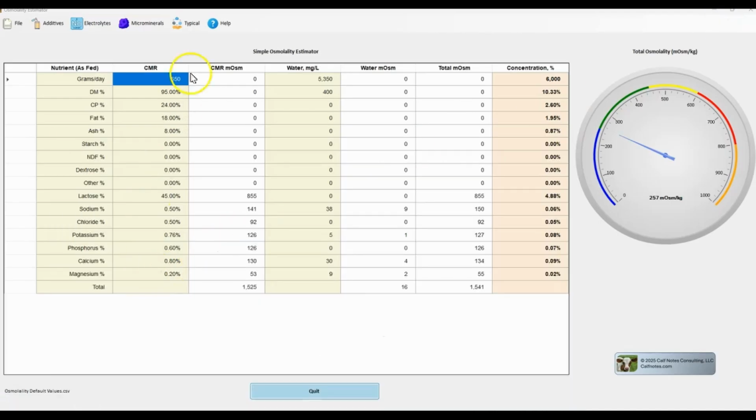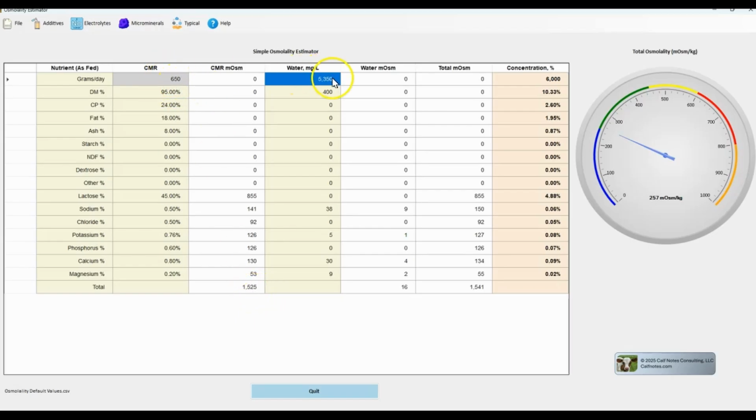Once we have the composition of the CMR and we know the number of grams per day we're feeding, we can calculate the number of milliosmoles, or mOsm, that are provided by the milk replacer. And you can see overall there's 1,525 milliosmoles provided by the 650 grams of milk replacer.